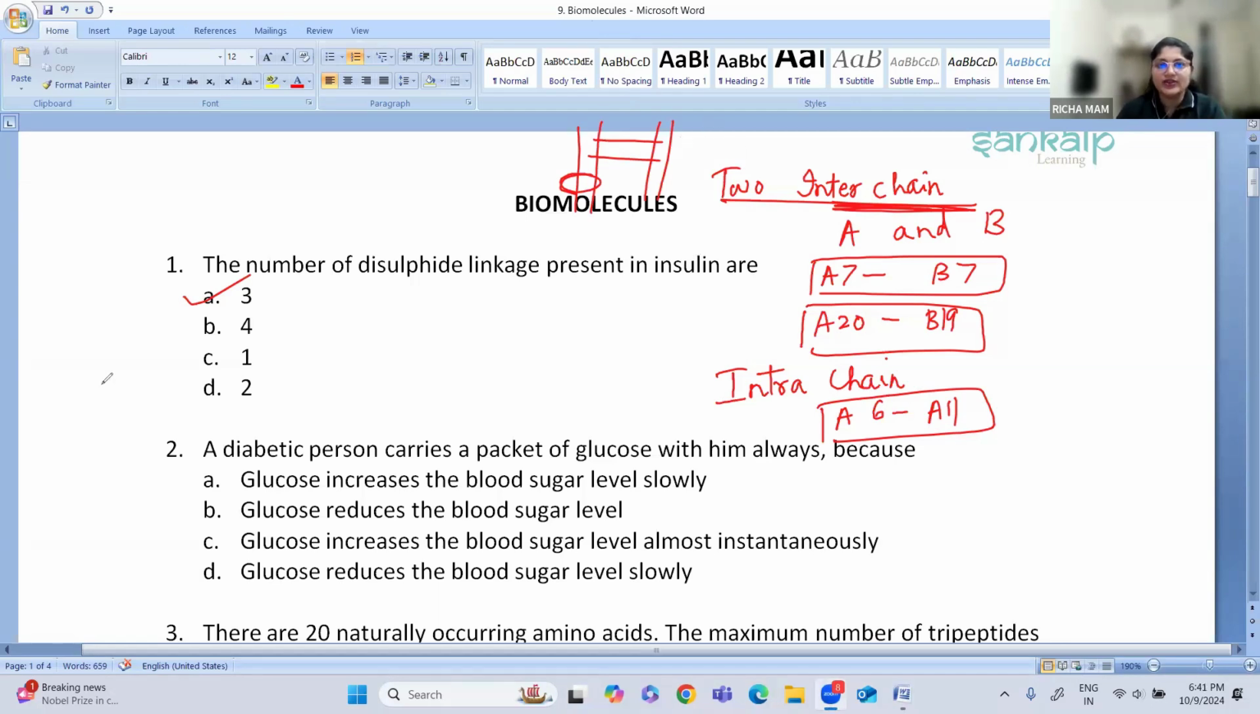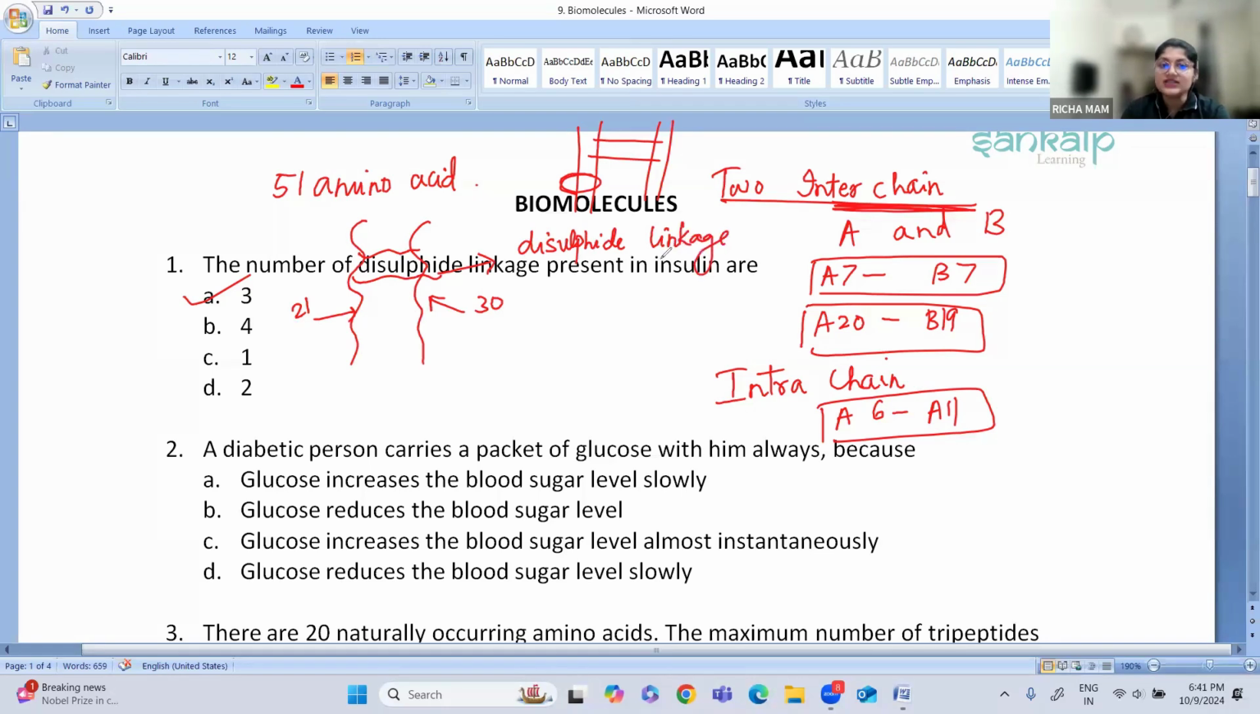When you see the structure of insulin, it consists of 51 amino acids. How are these 51 amino acids arranged? They are arranged in two polypeptide chains. One polypeptide chain consists of 21 amino acids, another consists of 30 amino acids. Now these polypeptide chains are joined together by a disulfide linkage. They have asked how many disulfide linkages are present in this insulin.